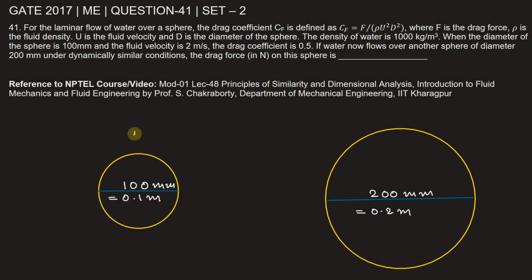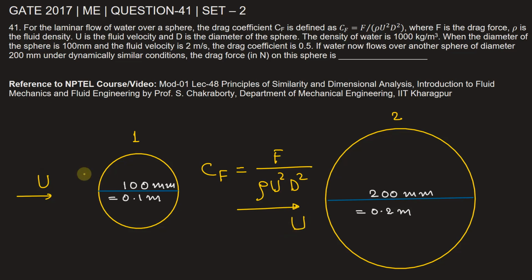Now let's say this is the first sphere and this is the second sphere whose diameter is 0.1 meter and 0.2 meter respectively. Now the drag coefficient in the problem is defined as F upon rho u square into d square, where u is the velocity of flow. Let's write here also, and the fluid is water. Now in the problem it's given that these two spheres are in dynamically similar conditions.